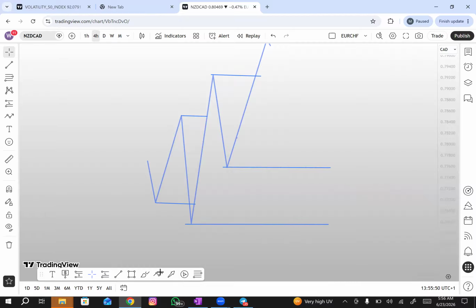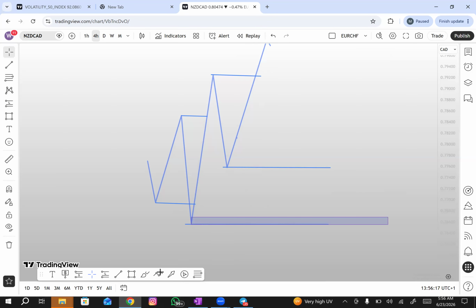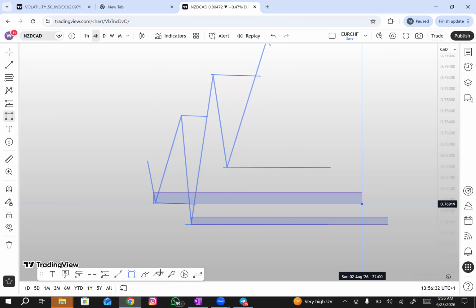Okay, so at this point, now let me explain. There is an order block right here, right? There is an order block here. But instead of using this order block, I'm using the order block that failed. Where is the order block that failed? This one. The order block that failed as my point of interest.